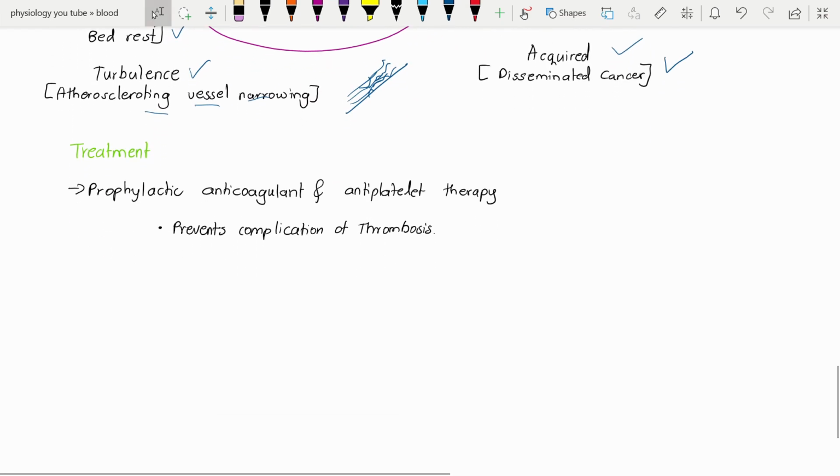Then how are we going to treat this? This is also simple. Prophylactic anticoagulant and antiplatelet therapy, which prevents the complications of thrombosis.